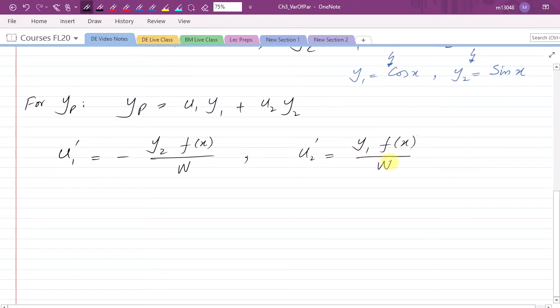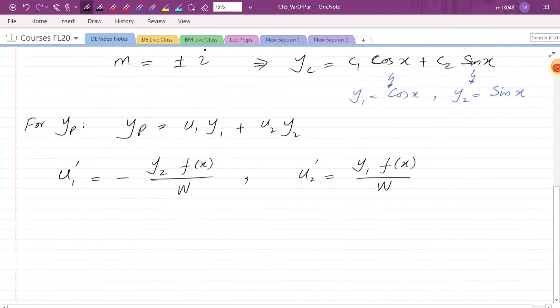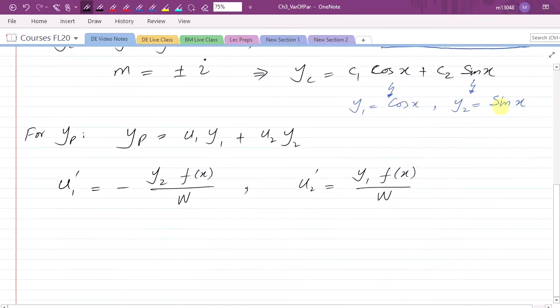Two questions in the formula, very important. What is f of x? Well, we know already what is y1 and y2. They are here. y1 is cosine x and y2 is sine x coming from yc.